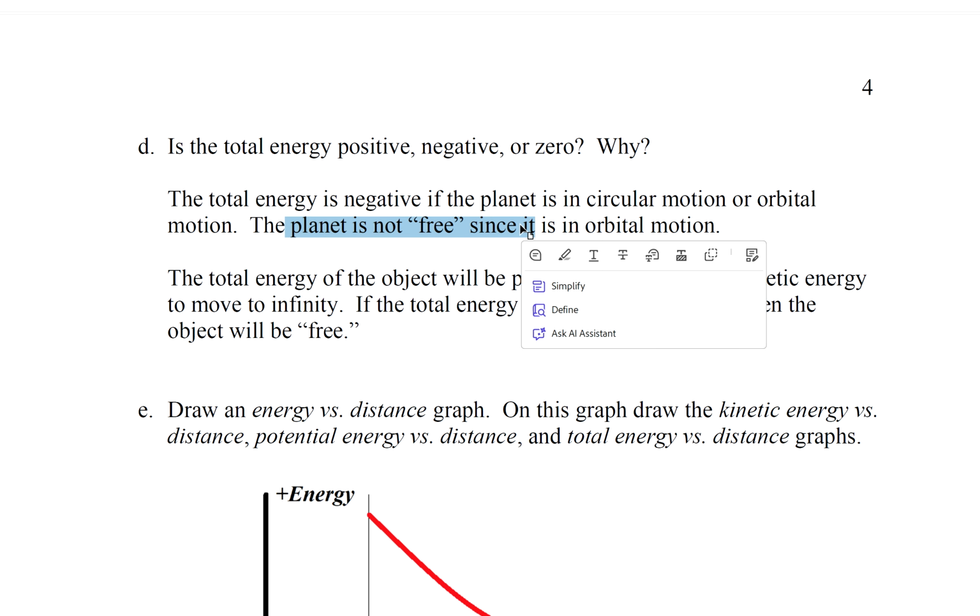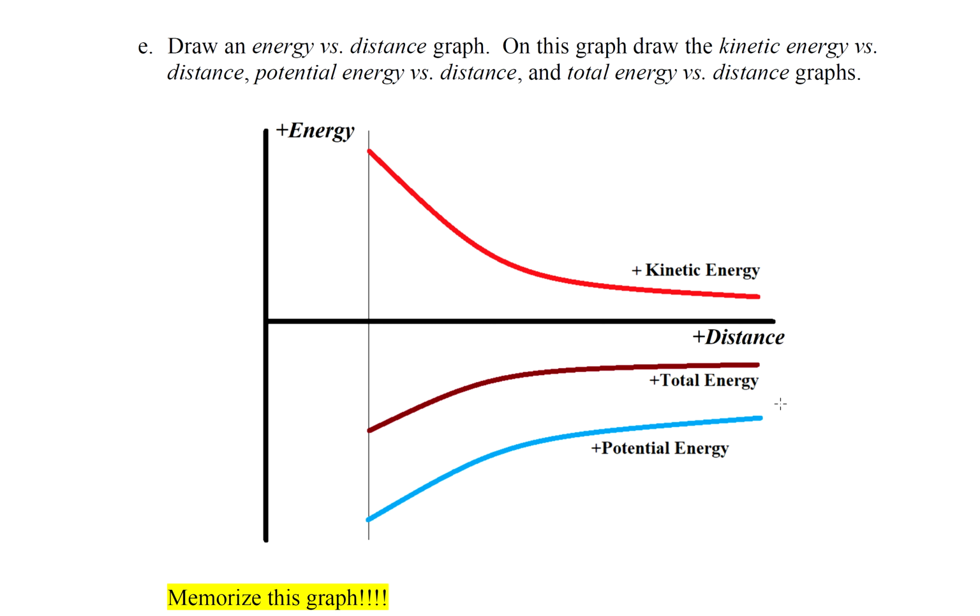Part E, draw an energy versus distance graph. On this graph, draw the kinetic energy versus distance, potential energy versus distance, and total energy versus distance graphs. So these are graphs of an object going around a star in circular motion. Kinetic energy is 1/2 mv squared, that's always positive. Potential energy is minus GMm over r, which is always negative.